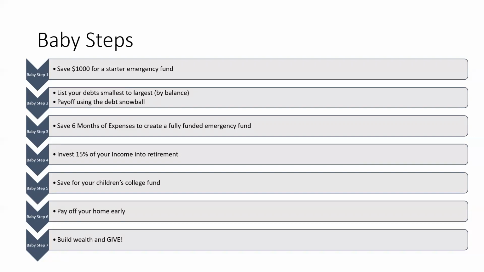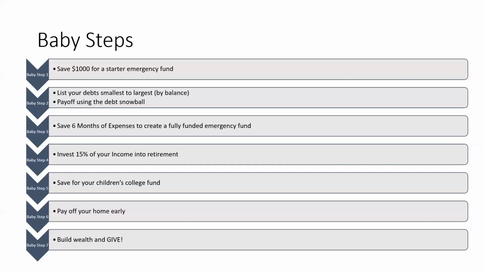In baby step 3, he's gonna go ahead and save 6 months of expenses once he's out of debt to create a fully funded emergency fund. And after baby step 3, Dave Ramsey does talk about baby step 3B, which is in between these two steps, which may be saving for a down payment on a house, which we could definitely incorporate into that fictional scenario as it progresses.